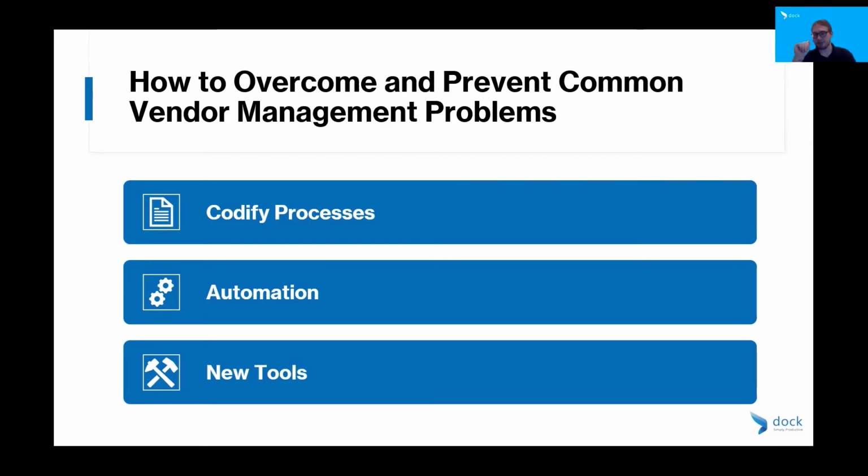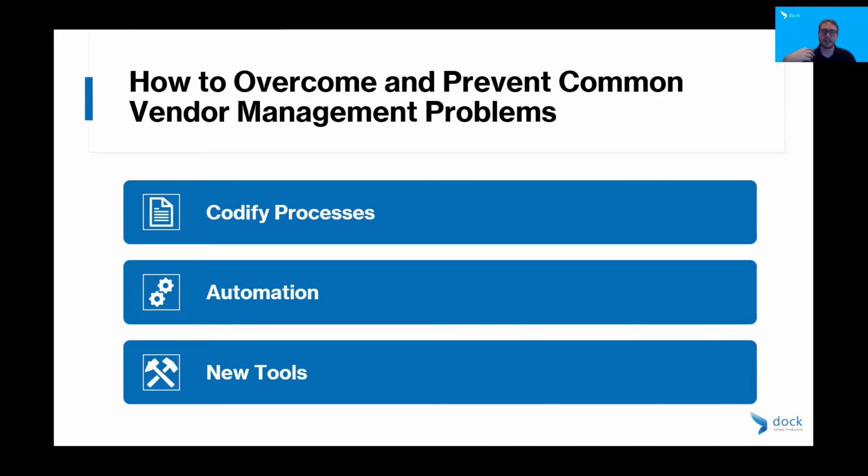Second up, automation. Automate, automate, automate. I know a lot of people are kind of scared of automation. It's a big buzzword going on right now. But essentially, the more you can take the human element out, the more you can get rid of human error, which is one of the biggest vendor management problems.